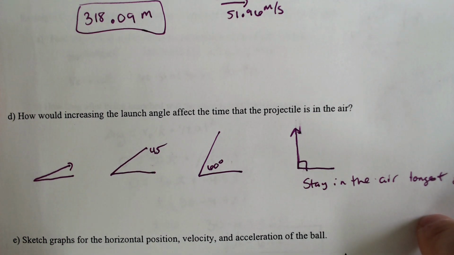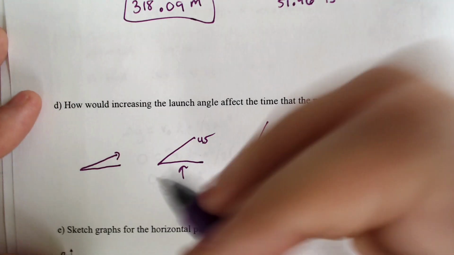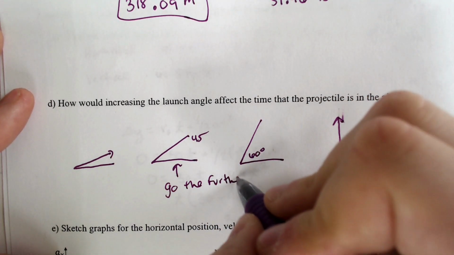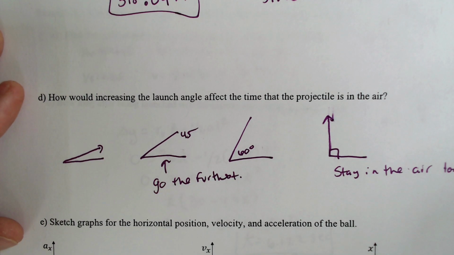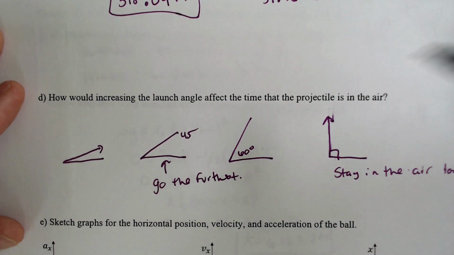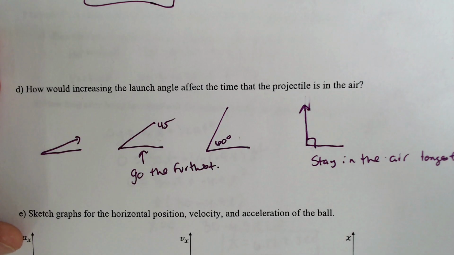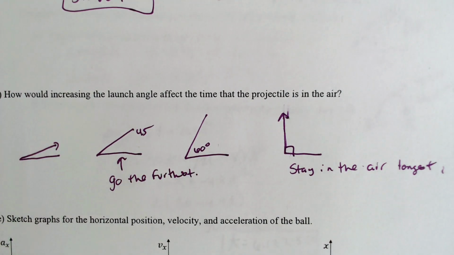All right? Now, interestingly enough, 45 degrees will make it go the furthest. And every angle after that would be decreasing in distance and increasing in time. But 45 degrees is the perfect butter zone for going the furthest, and 90 degrees is the longest it will stay in the air. All right?